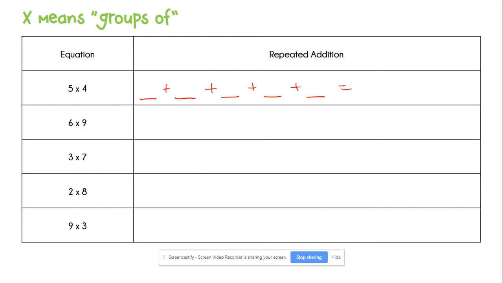And the second number in 5 times 4 is the number that's being added over and over again. So I'm going to go back and plug in 4 in each of those groups. So now I have an addition sentence that I can solve. I'm going to look to my doubles facts. 4 plus 4 is 8. 4 plus 4 is 8. 8 plus 8 is equal to 16. And I can't forget that last 4. 16 plus 4 is equal to 20.